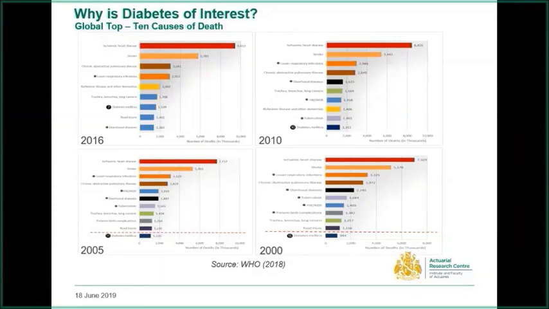In 2005, it moved 4 levels up, and it was number 11, and it was associated with 1,135,000 deaths. In 2010, it moved a level up to be at number 10, and it was associated with 1,311,000. In 2016, it moved 2 levels up to number 7 from 2010, and it was associated with 1.6 million deaths.